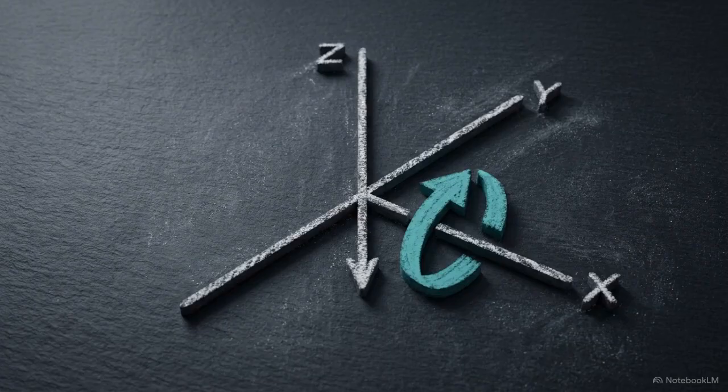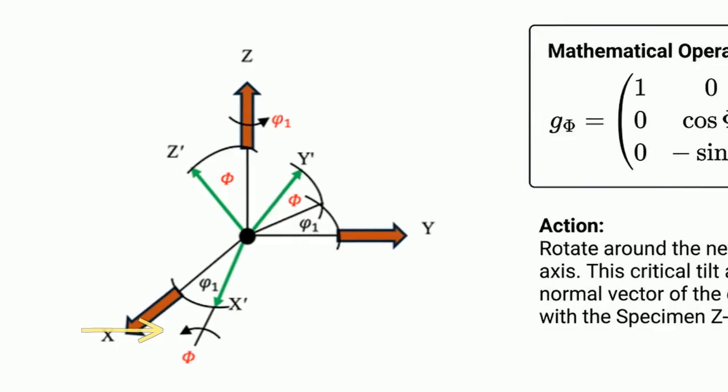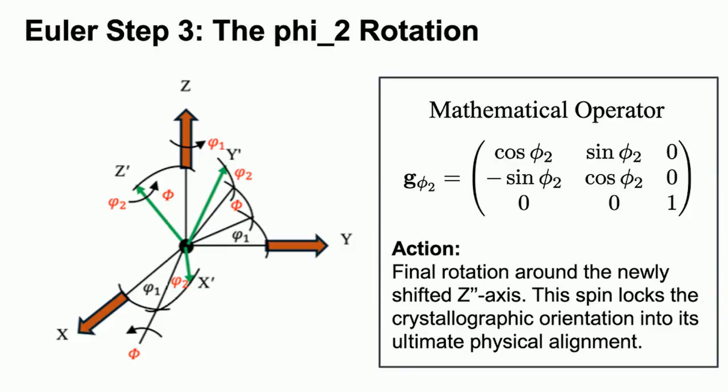We proceed to the second sequential rotation step, denoted as capital Phi. This visual dictates a vital computational rule. This tilt does not occur around the original static sample axis. The frame tilts around the newly shifted x' axis, pushing the normal vector into alignment with the specimen z-axis. This specific tilt is executed mathematically by the G-Phi operator matrix. The third and final rotation is phi 2. It executes a spin around the newly created z" axis, locking the crystallographic orientation into its final physical alignment.